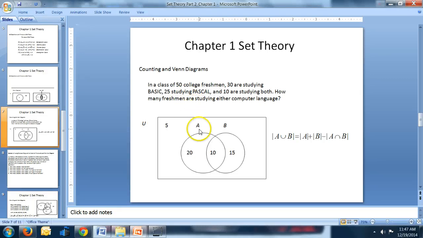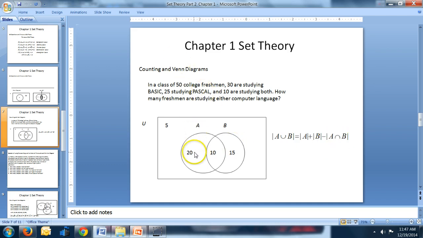So here when we do the counting, how many in A, we refer to this, the lines around A, as the cardinal of A, and then the cardinal of B, and then the cardinal of the intersection. So we have a rule in here that says that the cardinal of the union, how many elements in the union, is equal to how many in the first set plus how many in the second set minus how many in the intersection.